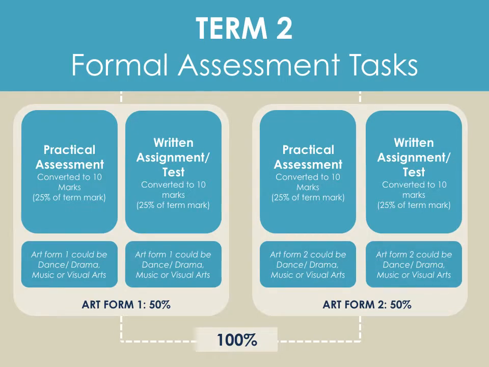In term 2, there's both a practical and a written component for each of the art forms. So you'll notice that there are 4 assignments that the learners have to do. For art form 1, they have to do a practical assessment, and then they have to do either a written assignment or a test. Each of those counting 25%, making up 50% of the marks for art form 1. The second art form is going to also do a practical assessment and then a written assignment or a test. Each of these again making up 25%, together 50%, making up the overall term mark of 100%.